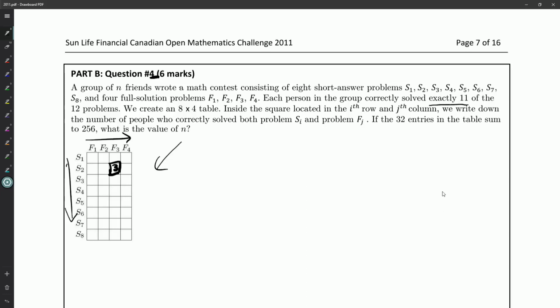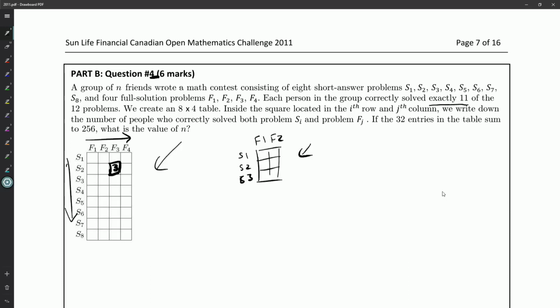Okay. So I can think of maybe 2 ways to go about doing this. We want to figure out the number of friends. One way we could go about doing this is to consider a smaller, simpler math contest that maybe only had 3 short answer questions and 2 full answer questions, and try and make an analogous setup and understand how the number of friends impacts the values that we get in the squares and then the total sum. So you could look at a smaller one, like this 2x3, and then maybe bump it up to a 5x6 or a 3x5 or something like that, and start experimenting that way.